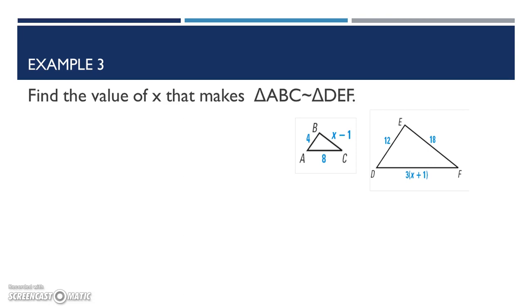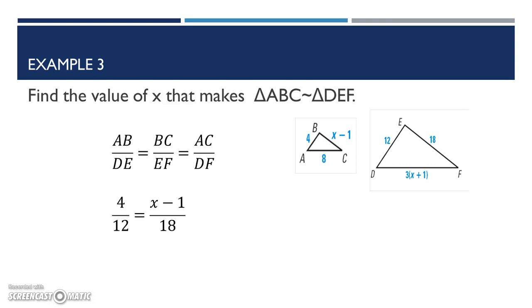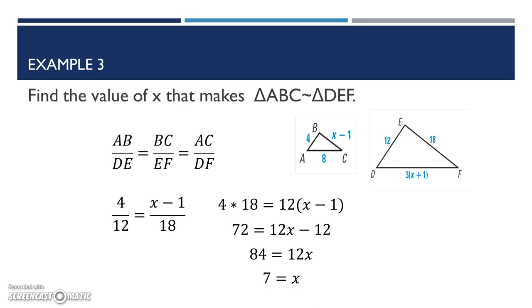Then I can pick the other set. So I could do 8 over 3 times x plus 1, or I could do 4 over 12. And I'm going to choose the one without the variables in it just to make life a little bit easier. So here, I got a simple proportion, 4 over 12 equals x minus 1 over 18, and I cross multiply and then distribute the 12, and then add 12 and divide by 12. And we get that x is 7.